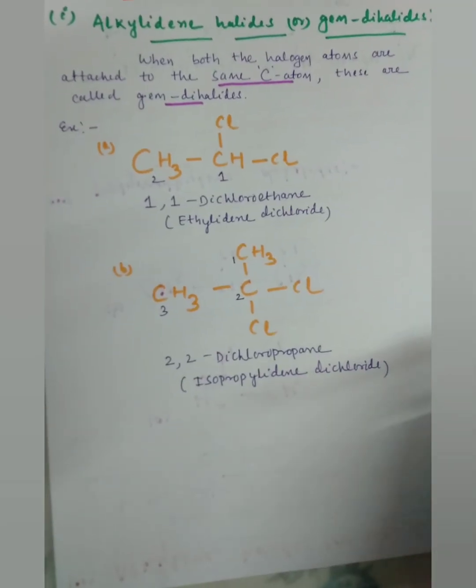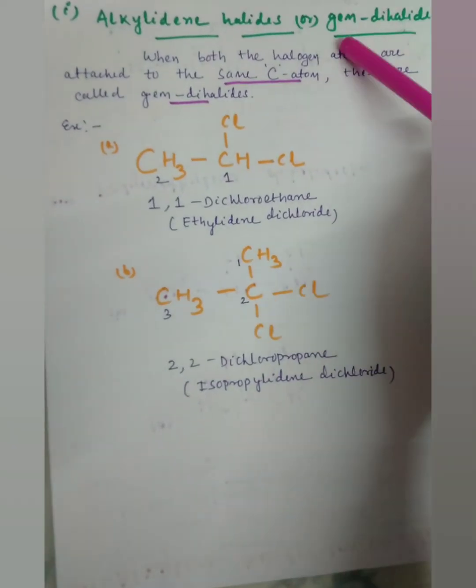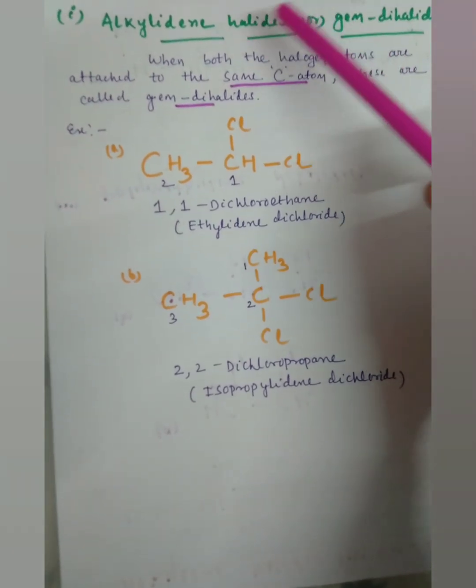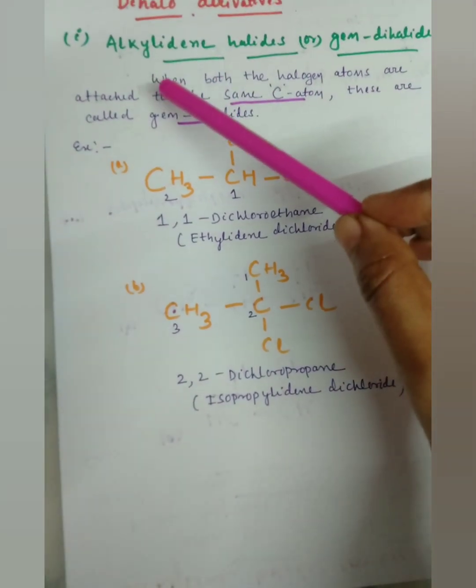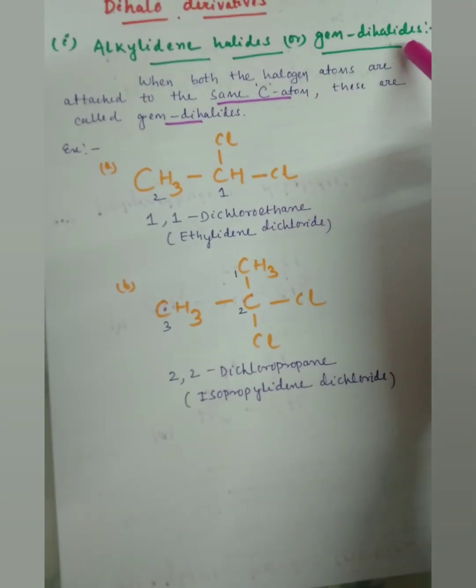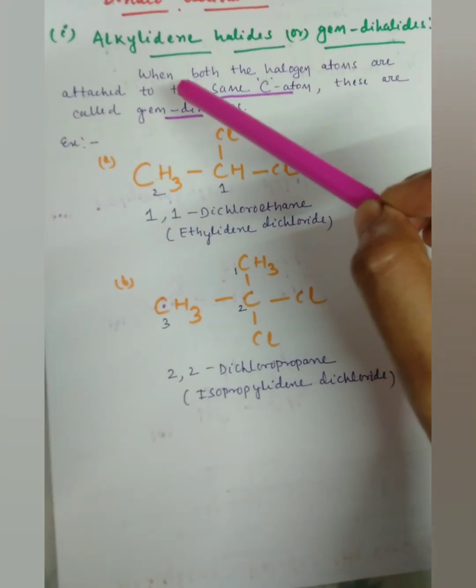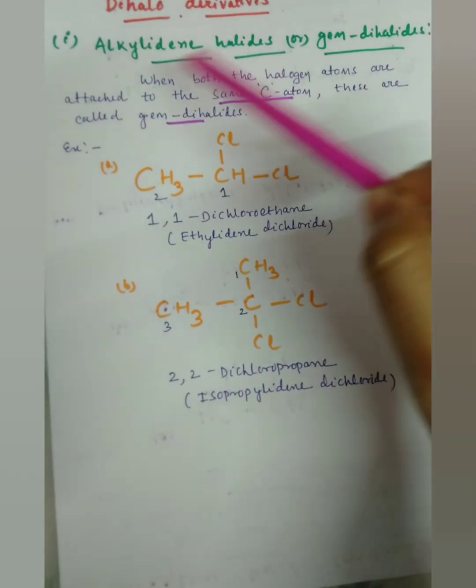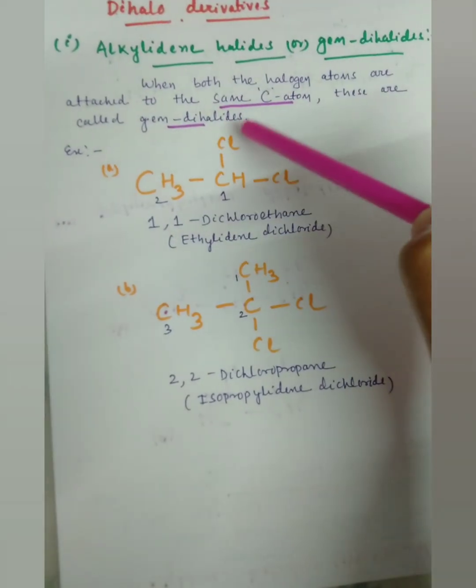Hello students, today we will discuss dihalo derivatives. In dihalo derivatives the first type is alkylidene halide, which we call gem dihalide. So what is the definition? When both the halogen atoms are attached to the same carbon atom, these are called gem dihalides.